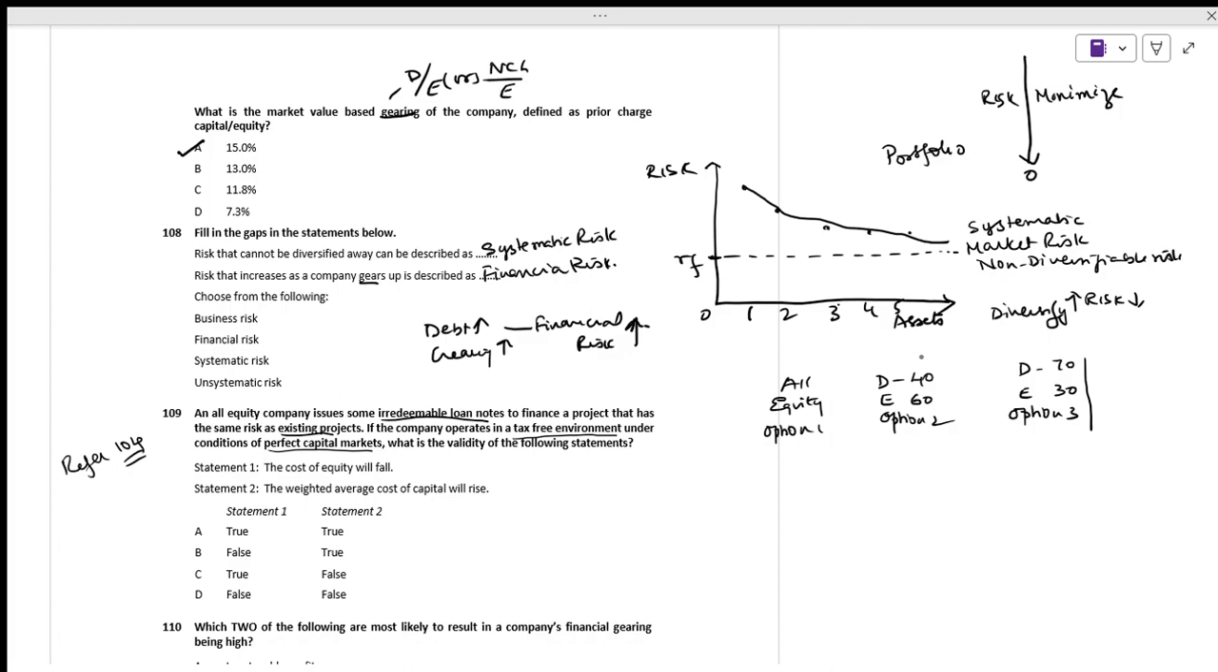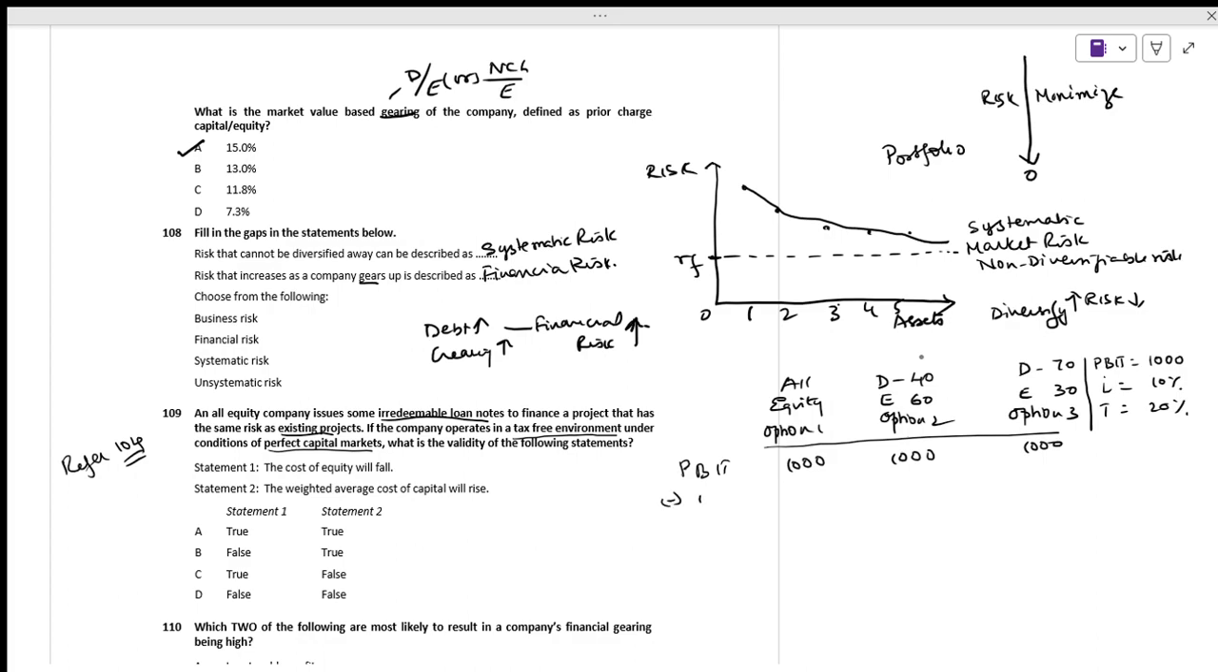We'll take the basic assumptions as profit before interest and tax, take it as 1000. Okay, we will take a rate of interest of 10%. We will take a tax rate of 20%. Okay, how will it work? Profit before interest and tax is 1000 in all the cases.